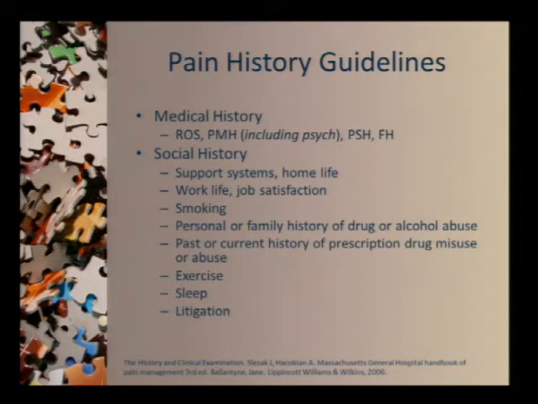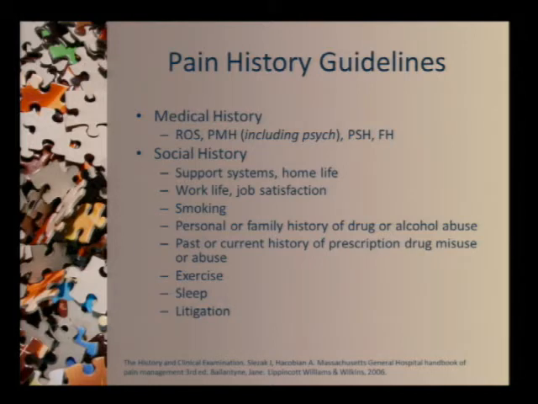You want to look at their home life, their work life, their job satisfaction. That plays a key role with workman's comp cases and whether they might be filing for disability. Do they smoke? You want to look at a personal and family history of drug and alcohol abuse. A personal history of drug and alcohol abuse is the most strongly predictive factor for future aberrant drug-related behavior. So this is going to play a key role in risk assessment.